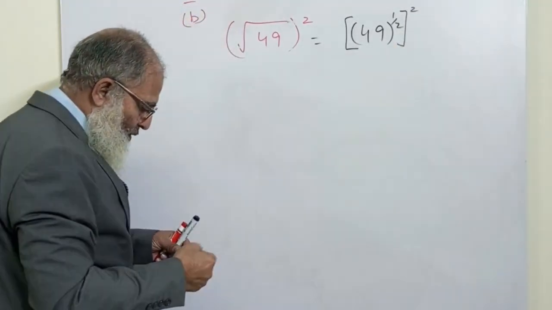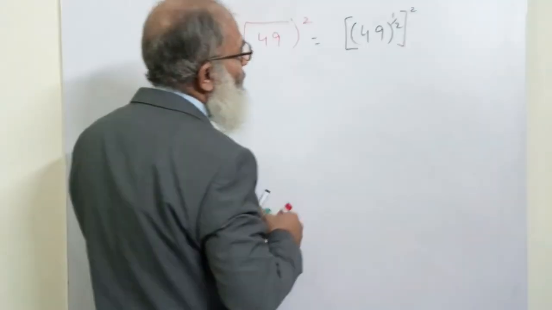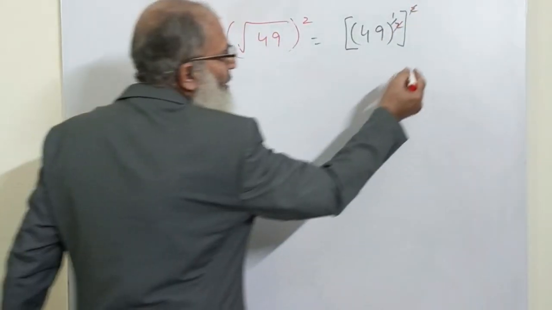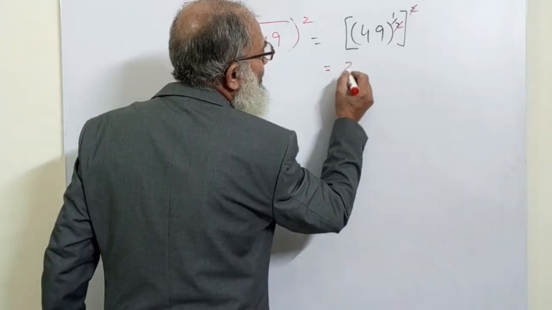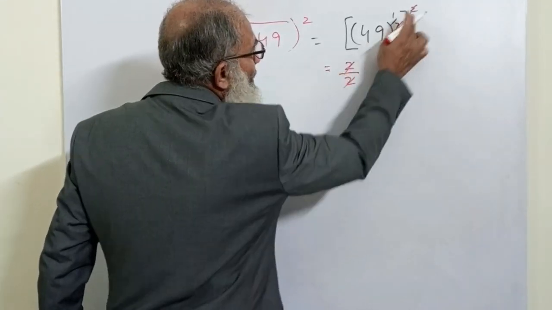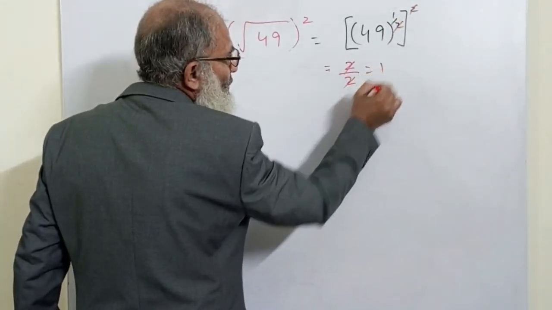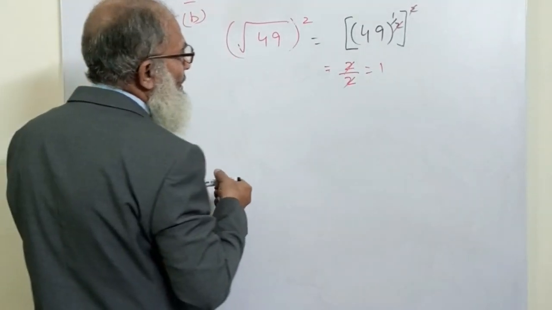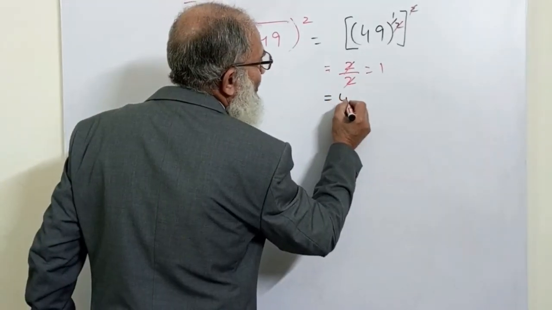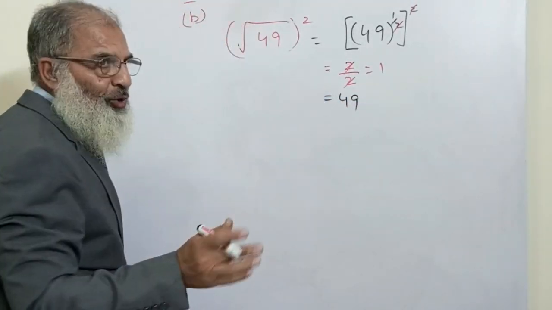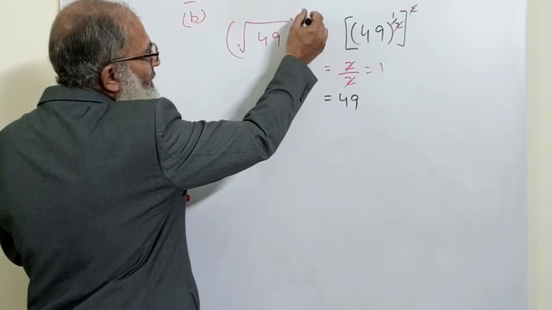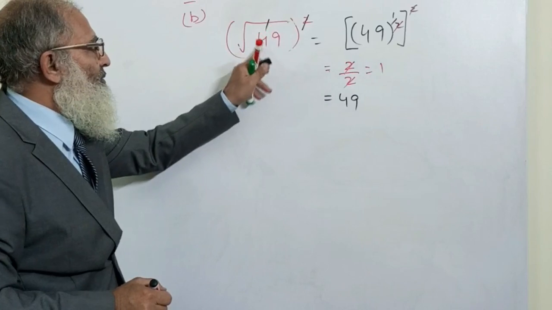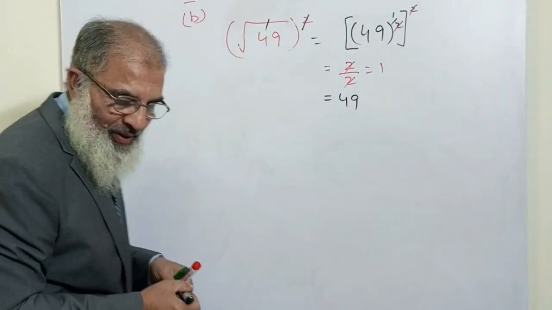over here. Now what we have to do is cancel both, because what is happening over here is 2 divided by 2, that is equal to 1. Now what is the ultimate result? The ultimate result is 49. Simple 49. You can simply cut this with this, and the answer is again 49.